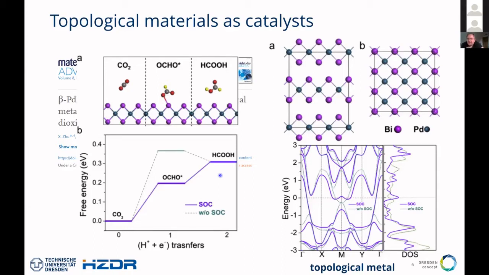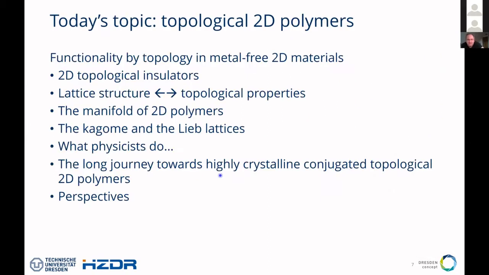So I would like to talk about functionality, but not the functionality that you're used to, the functionality that you are getting from functional groups. The important thing is, if we go to polymers, to topological polymers, then we may go to metal-free 2D materials, and that means also metal-free catalysis and functionality by metal-free groups.